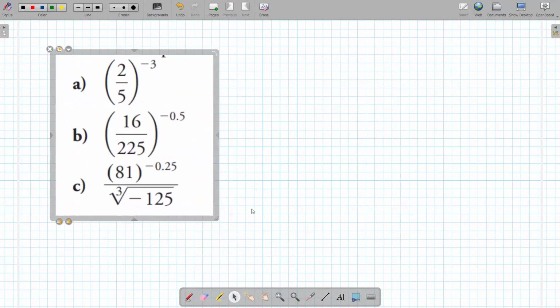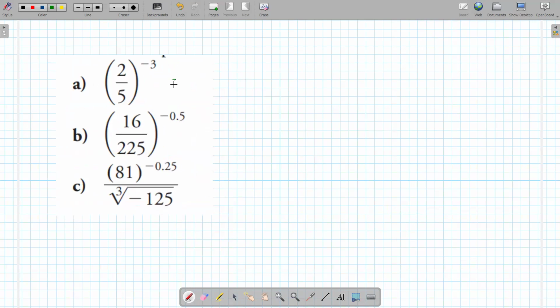Here, we need to simplify all of these. Let's look at A. We have 2 over 5 to a negative 3 exponent on the outside. What's the first step? You flip the fraction. Yeah. You flip it, it's going to become positive. So it's 5 over 2 to the 3. What's 5 cubed? 125. Yeah. Over 8, and that's the answer for that one.